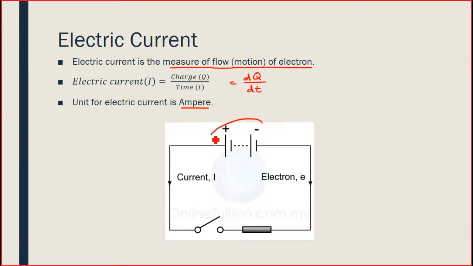So this is the idea. You have a power source. This power source supplies the charge. When you complete this circuit, the electron is going to move. The current is going to move from here and goes to the positive.